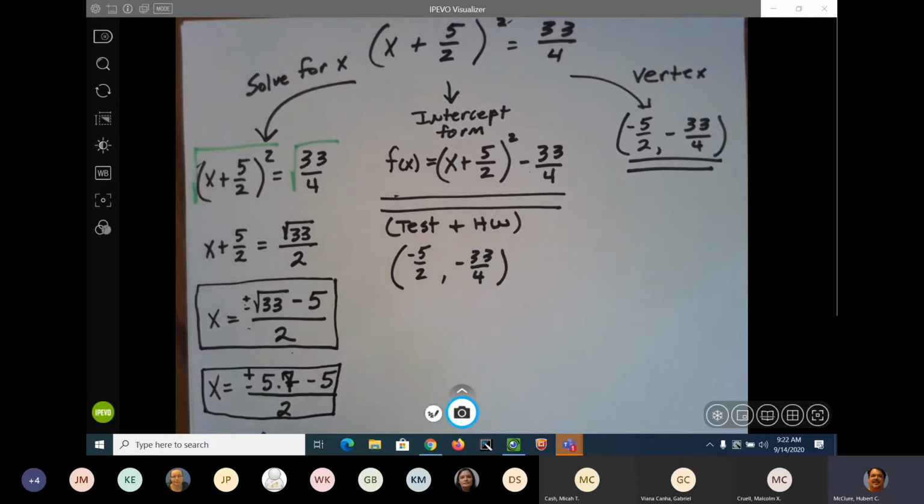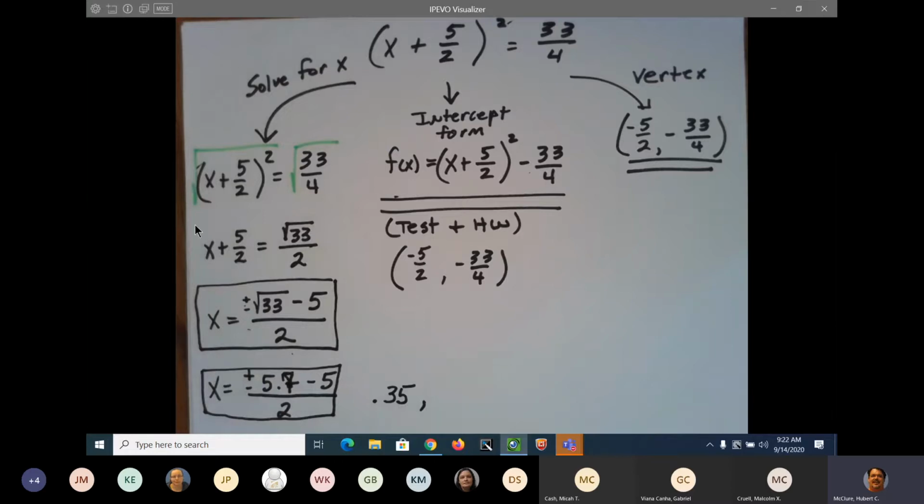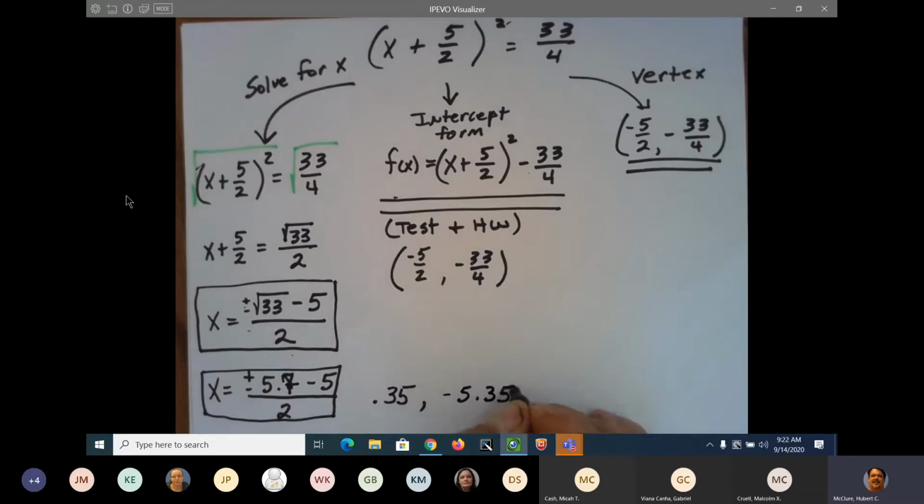Now I can go further and I can say, okay, 5.7 minus 5 is 0.7. Now what's half of 70 cents? 35 cents, Hubert. You're right. And there's one x-intercept. Negative 5.7 minus 5 is negative 10.7. And somebody tell me what's half of $10.70. $5.35, Hubert. That's right, class. Negative 5.35. That's your other x-intercept.